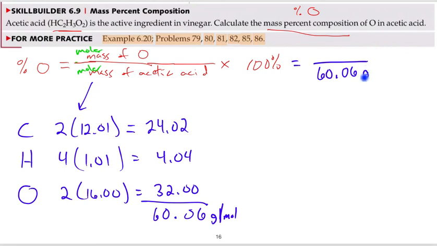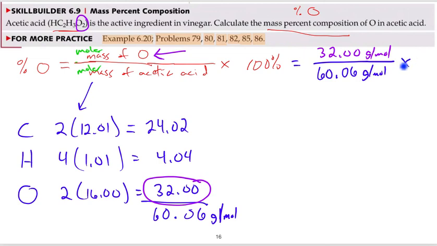And I'll go ahead and put the mole. Grams per mole is going to cancel out completely. And then what is the mass of all of the oxygen atoms in my formula, in my compound? Well, it's right here. It's 32 times 100. And since I have 4 sig figs in both of my numbers here, I'm going to use 4 sig figs in my final answer. 53.28% for oxygen in the compound.